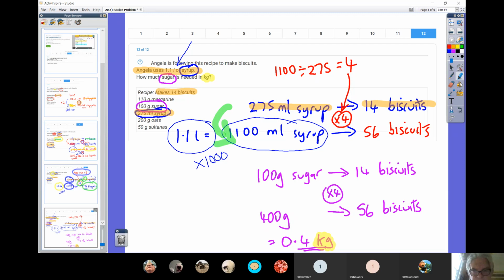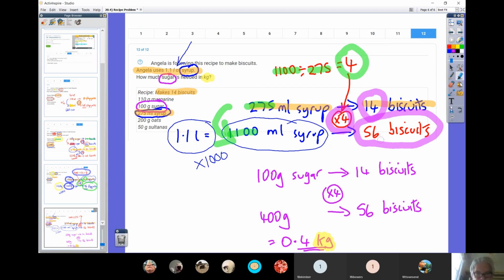So again, we've got to say to ourselves, how much bigger a quantity is it going from 275 to 1,100? How many times bigger is it? So I take my 1,100, I divide it by 275, and I can see that it's 4 times the amount. 4 times the amount of syrup, 4 times as many biscuits. 14 times 4 means we're making 56 biscuits.